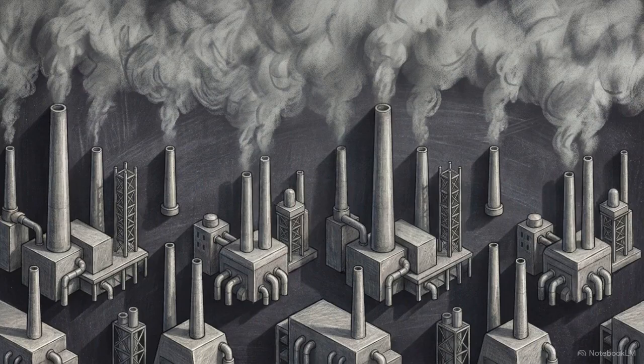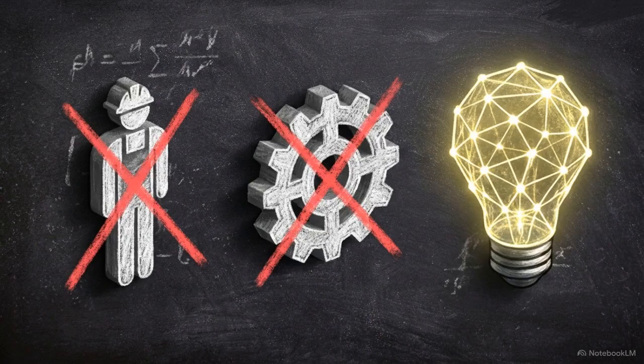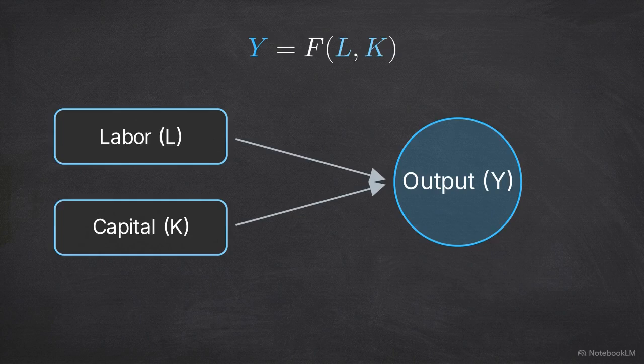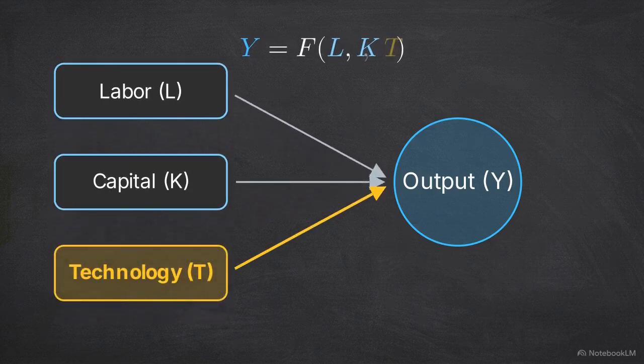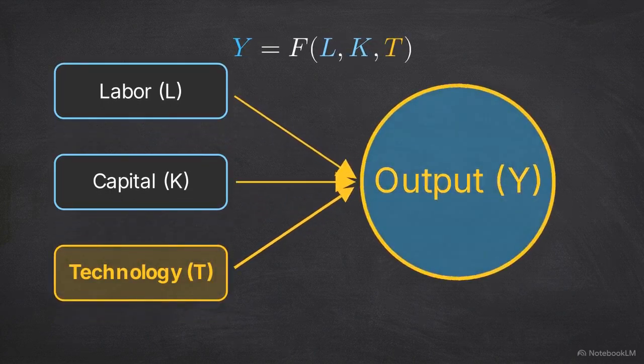This is the capital trap. Because physical capital also suffers from diminishing returns, relying solely on building more infrastructure will ultimately lead to economic stagnation. If neither more people nor more machines can sustain infinite growth, a third variable must be responsible for the modern world. We introduce technology, or T, to complete the aggregate production function, y = F(L, K, T).